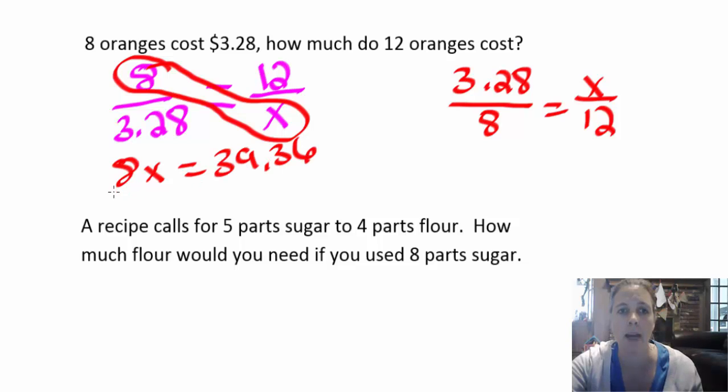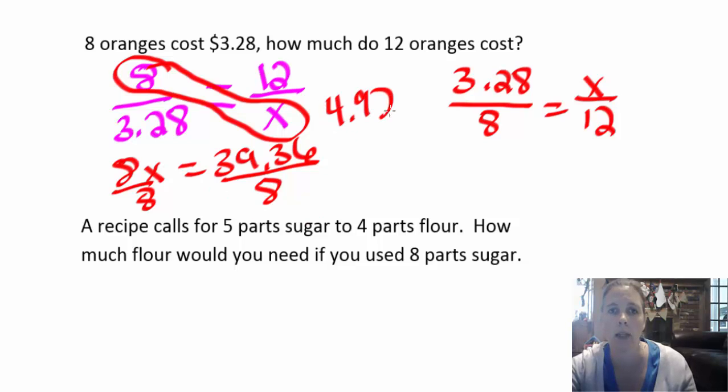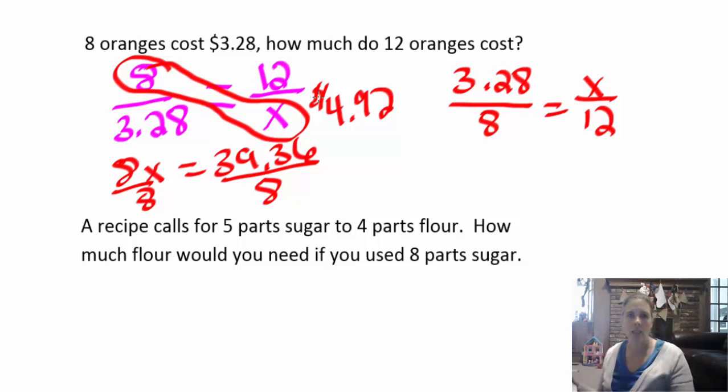Then we divide by 8, because 8 times x, so we want x by itself. So divide by 8, and that equals $4.92. You have to know what we're dealing with here. You need to check, does this make sense? 8 oranges cost $3.28, so 12 oranges will cost $4.92, which at least makes sense. It should be more. If you get a smaller number, you know you've done something wrong.